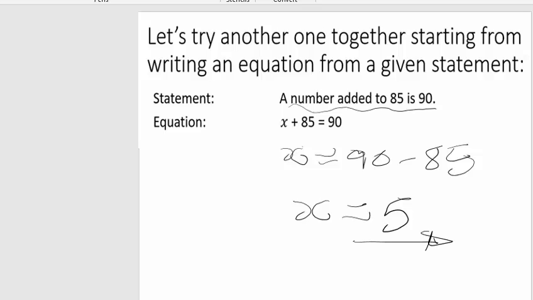Let's try another one together, starting from writing an equation from a given statement. We are going to do a couple where you will be starting from writing an equation from a given statement. For example, here is the statement: a number added to 85 is 90. Equation: x plus 85 is equal to 90. Then this is how you would solve it. So this is done and dusted. Let's move on to the next one, where there is a writing of an equation from a given statement.